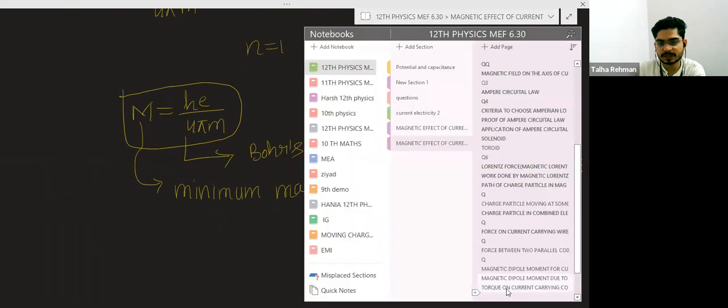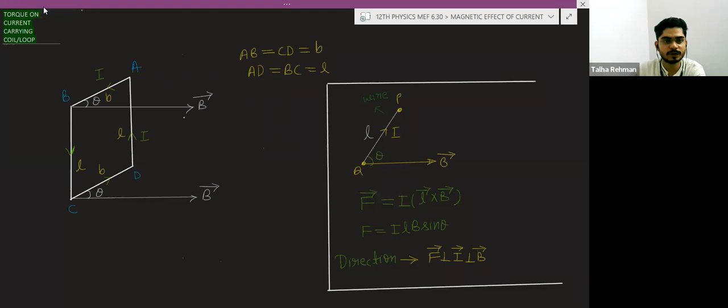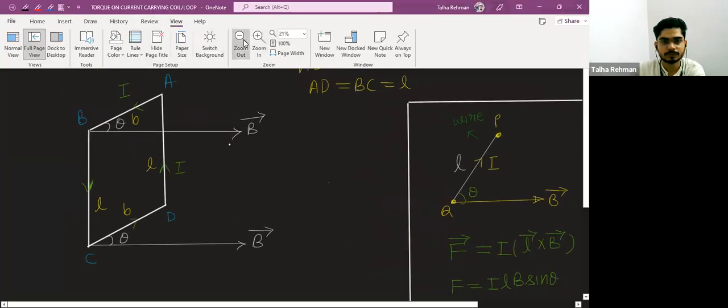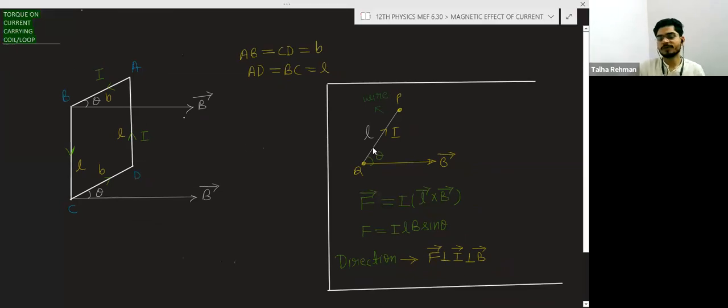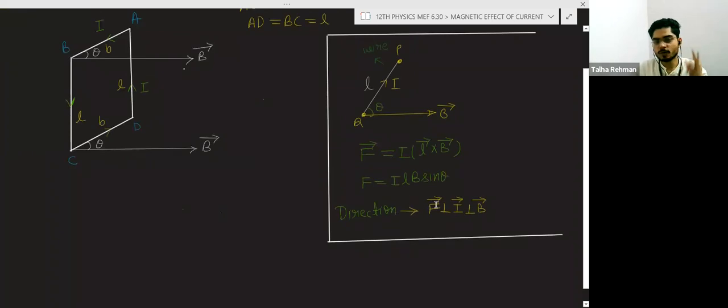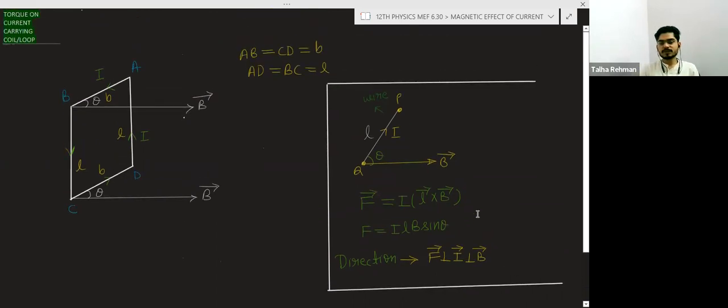Now we will discuss torque on a current carrying coil. Before this, you should know what will be the magnetic force on a current carrying wire of length L placed in a uniform magnetic field, where the magnetic field makes an angle theta with the length of the wire. In vector form, this is given as force vector F is equal to I into L cross B. In scalar form, this is given by I B L sine theta. Theta is the angle between the magnetic field and the length of the wire. And here, force, current, and magnetic field, three of these are mutually perpendicular.